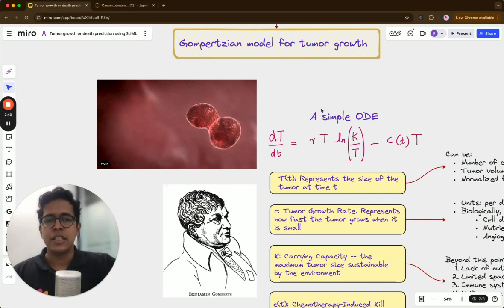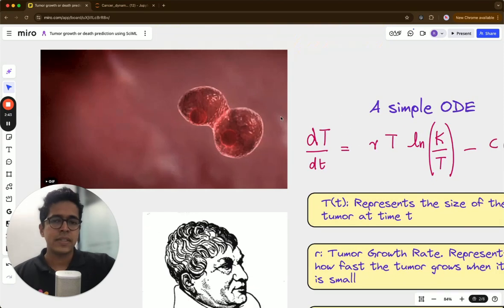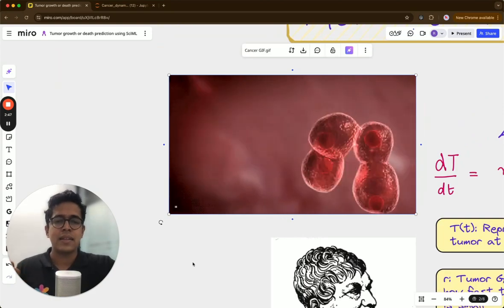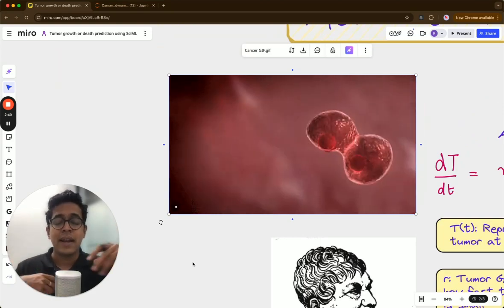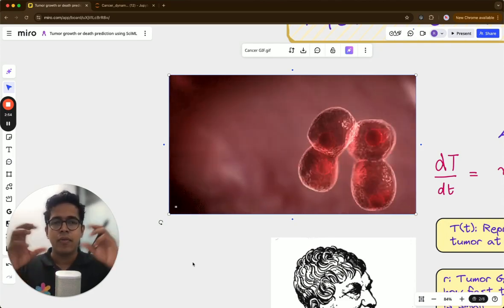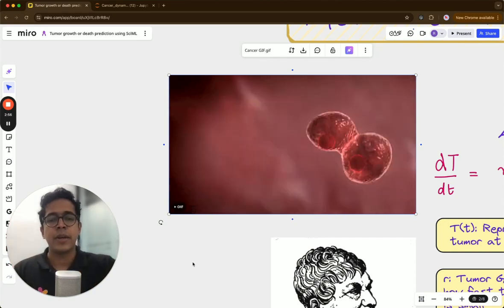This GIF animation shows the splitting of cells and how one cancerous cell can lead to another exact replica of that, and then this can increase rapidly, and this one cell leads ultimately to formation of a big tumor.